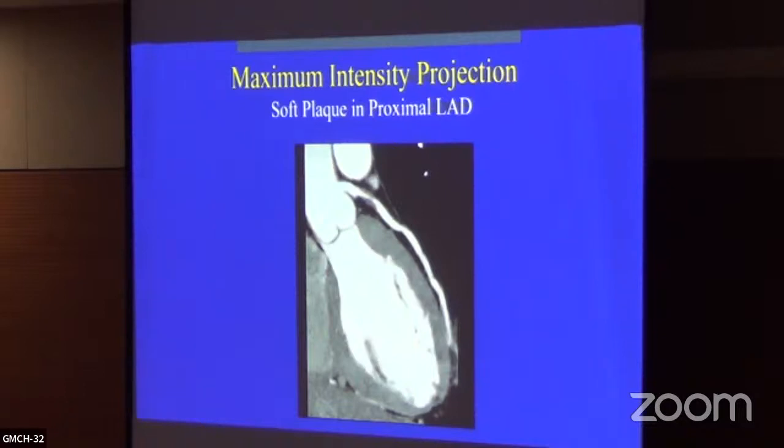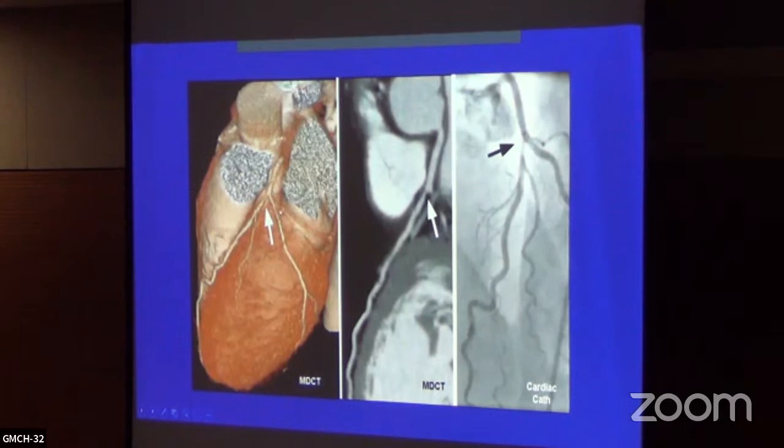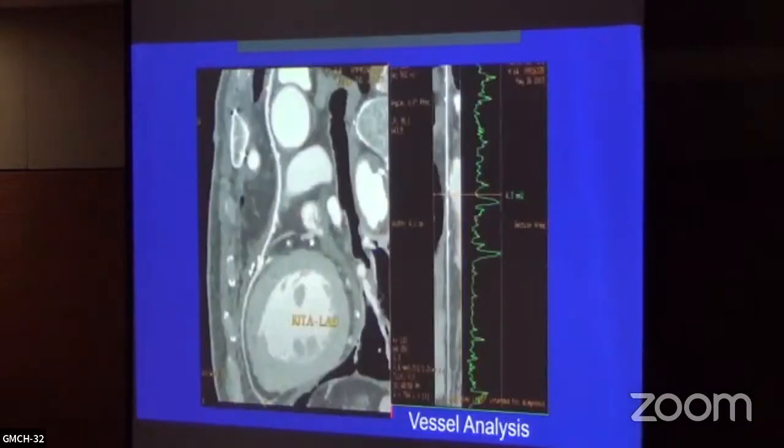So this is an example of a proximal LAD significant stenosis with a soft plaque which is there. So this is a volume rendered image showing proximal LAD disease. This is multi-slice CT, which is showing the similar image, and the same is corroborated on the catheter angiogram, just to show you how similar the pictures are. So the sensitivity and specificity is fairly good, in the late 90s, with high-end multi-slice CTs.